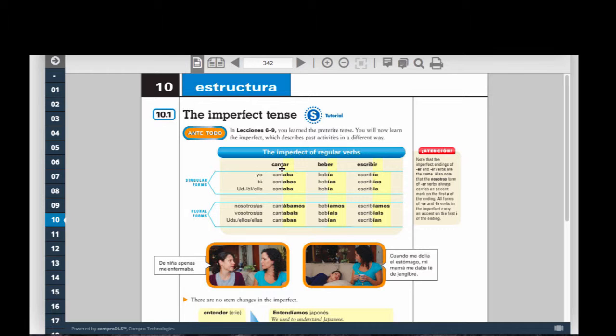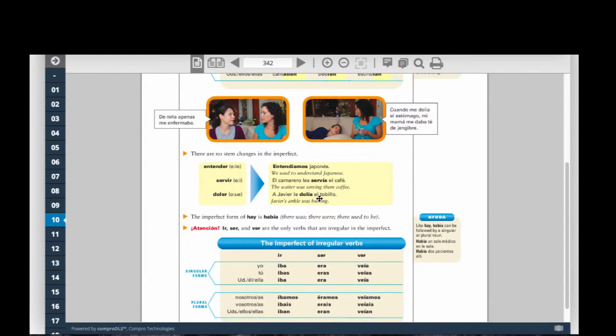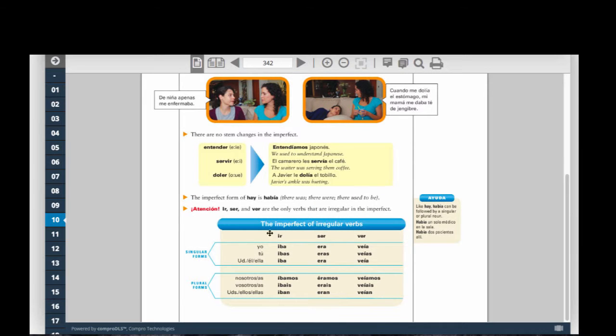Now, the conjugation is a little different in the AR verbs and the ER-IR verbs. You see that it is cantaba for ar verbs, but bebía for er and ir verbs. The good thing is that they're not stem-changing verbs, and there are only a few little things in terms of irregular verbs. There's only 3 irregular verbs: ir, ser, y ver. So that's a plus.